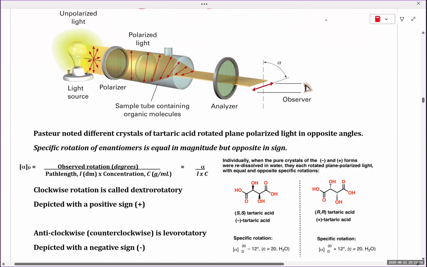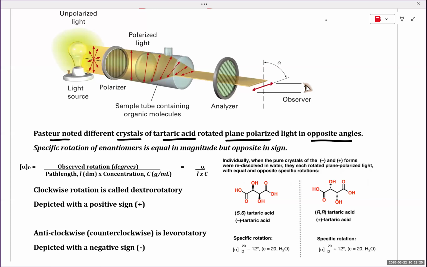Pasteur famously noted that different crystals of tartaric acid rotate plane polarized light in opposite angles. The specific rotations of enantiomers are equal in magnitude but opposite in sign, where specific rotation is defined as the observed rotation divided by the path length times the concentration. So we can tell if two compounds represent enantiomers with one piece of evidence being that their specific rotation will be equal in magnitude but opposite in sign.